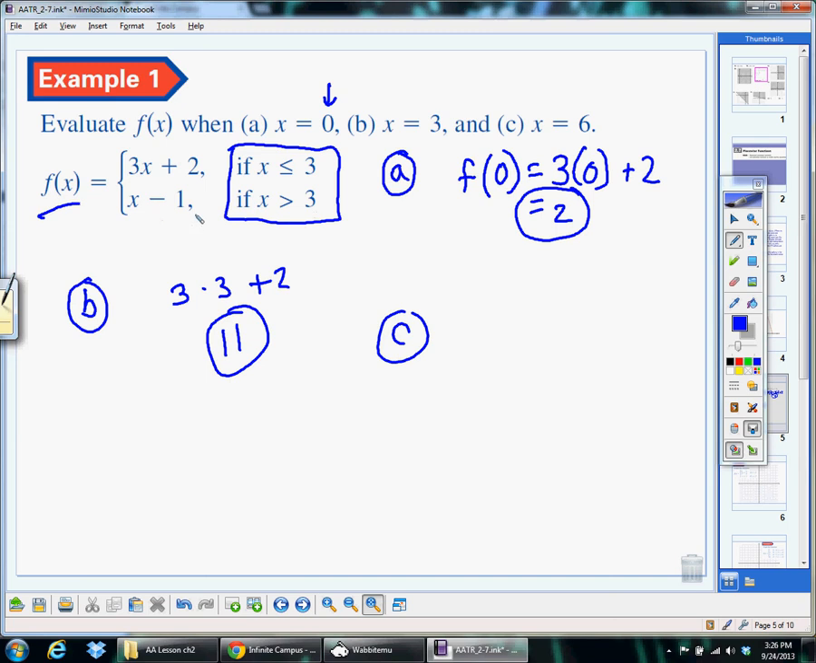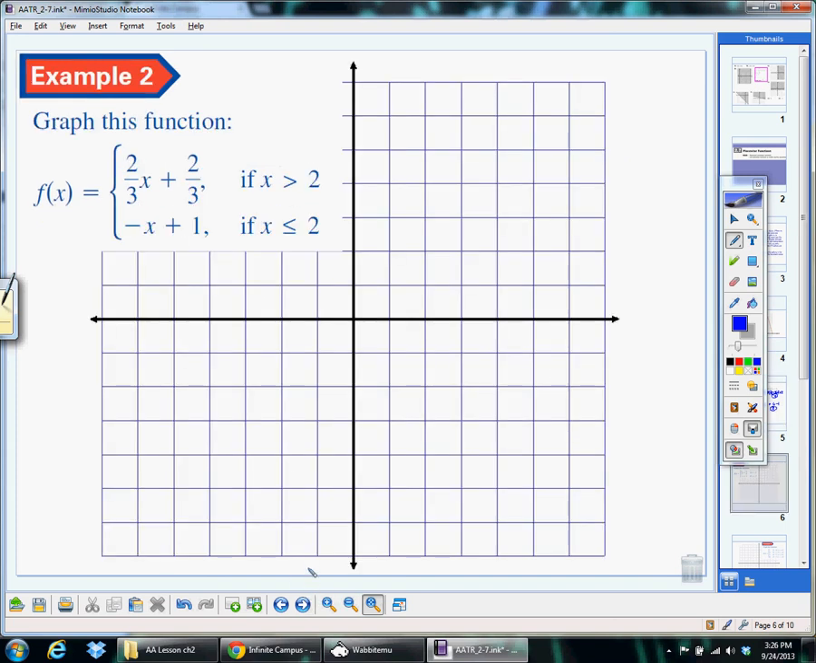Only use this part. So substitute in 6. F of 6 equals 6 minus 1, x minus 1, x is 6, answer 5. This is how to evaluate a piecewise function. Now moving on, how do you graph them?